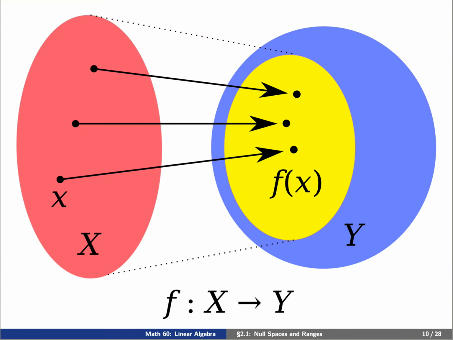Here we have a graphical representation of some of the concepts on the previous slide. The red on the left is our domain X. The blue on the right is our codomain Y. And the yellow, also on the right, is our range or our image of the function f.